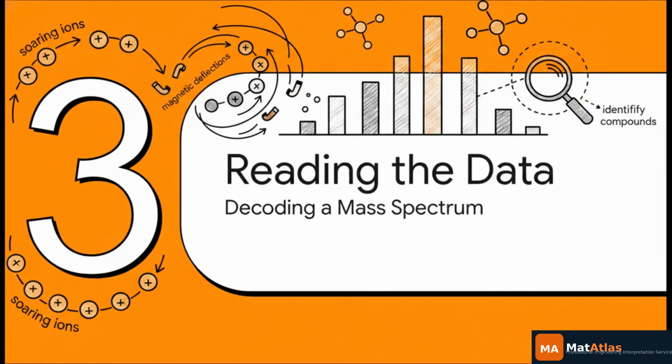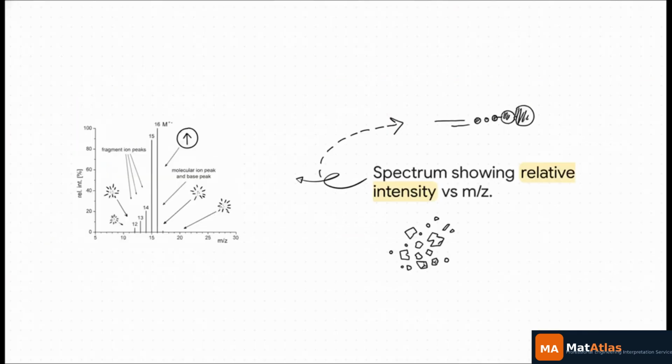All right, part 3, reading the data: decoding a mass spectrum. When you look at a classic mass spectrum, you'll typically see that m/z ratio we just talked about plotted against relative intensity. That intensity reflects the abundance of ions hitting the detector at that specific m/z. The tallest peak toward the higher end is usually our intact molecular ion, and those smaller peaks trailing off are the fragment ion peaks.